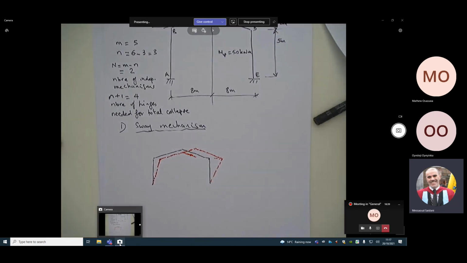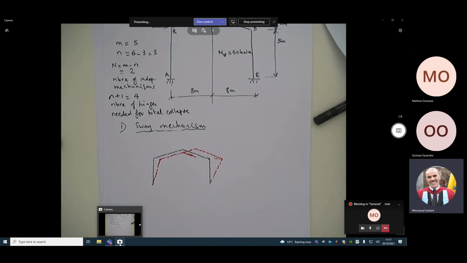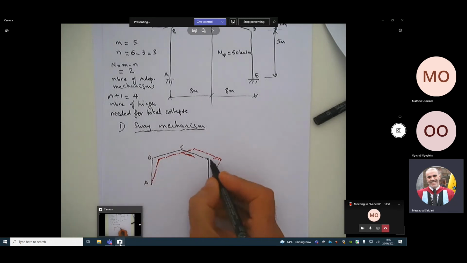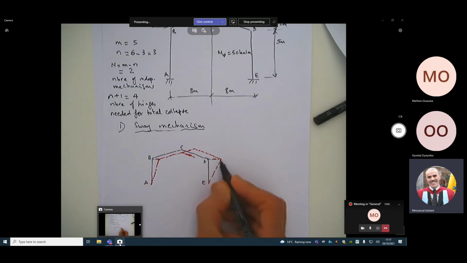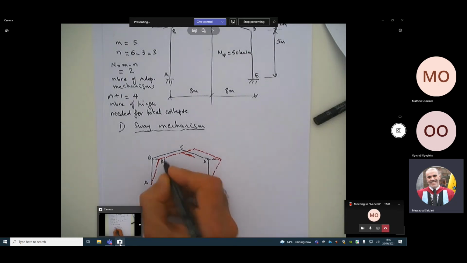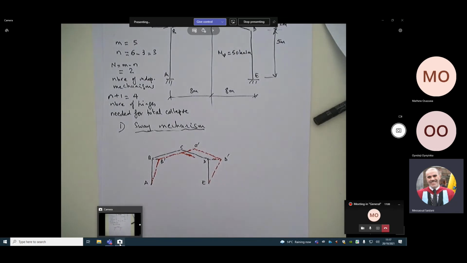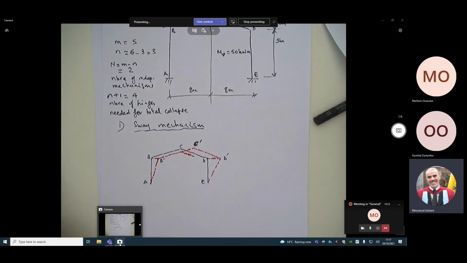So this is how the frame is going to sway. Is that clear? It's going to be pushed to the right, and that's the new position of the frame. So we have A, B, C, D, and E, and we have the new positions, B dash, C dash, and D dash. And these are the new positions of the joints.